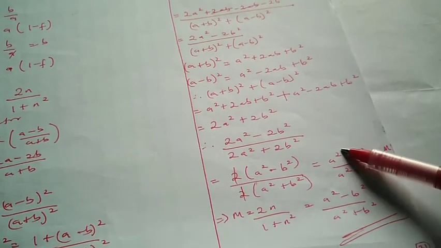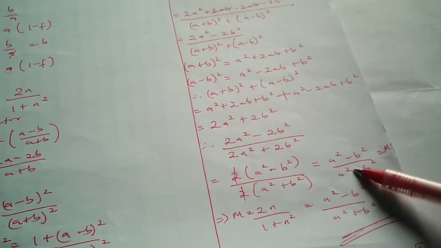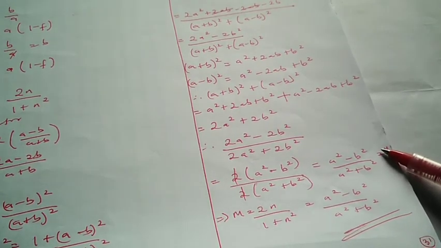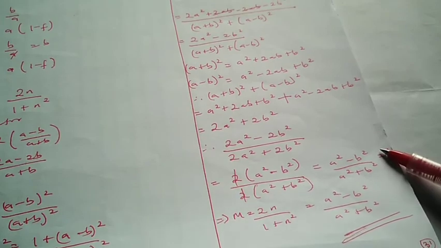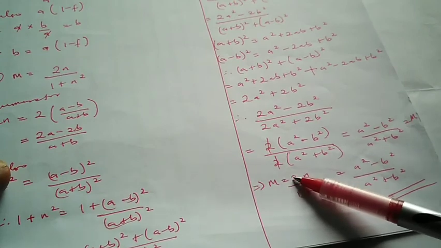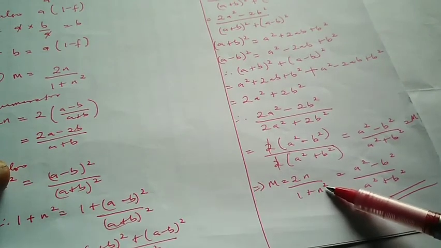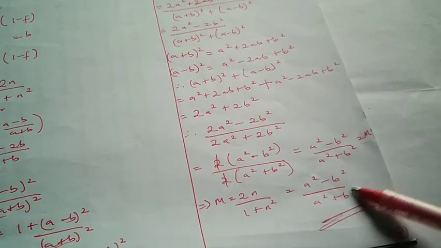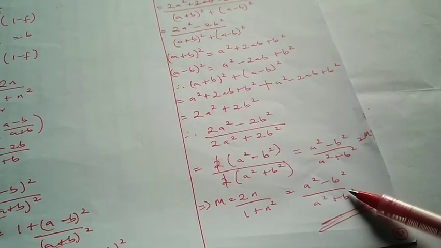Remember that this a squared minus b squared divided by a squared plus b squared is equal to m, as already stated earlier on the fundamental quantities given to us. Therefore, it has been proven that m is equal to 2n over 1 plus n squared, which is also equal to what? A squared minus b squared all over a squared plus b squared. Are we together?